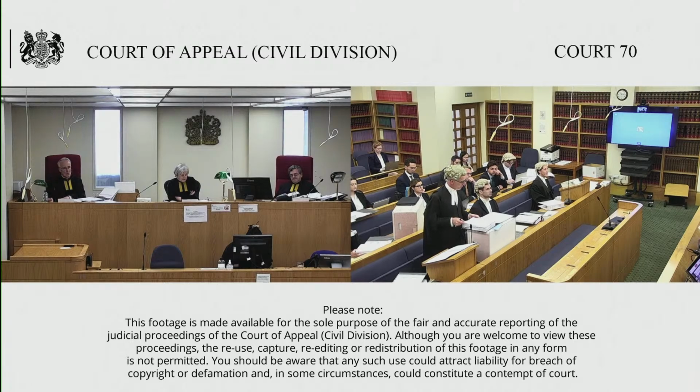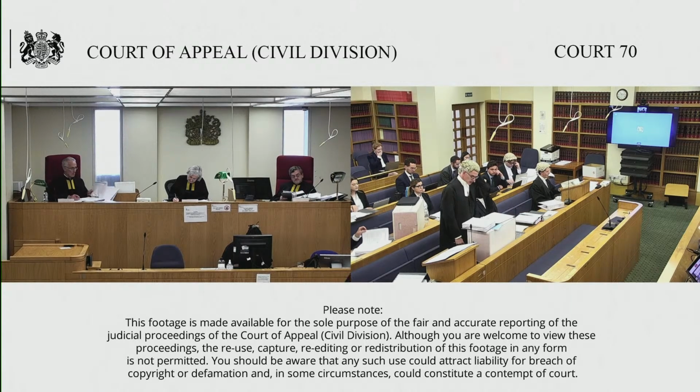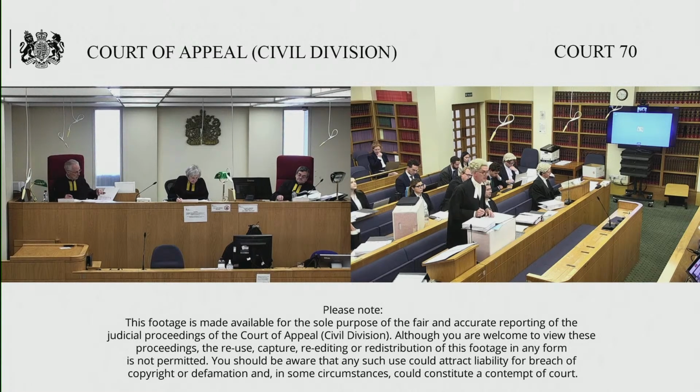Now, he's got to do that in the face of three things. Firstly, the breadth of 35.2, which is broad. Rules of court may make provision for the circumstances in which an order under section 33 or 34 will be made. And any rules making such provision may include such incidental, supplementary and consequential provisions as the rule-making authority may consider necessary or expedient.